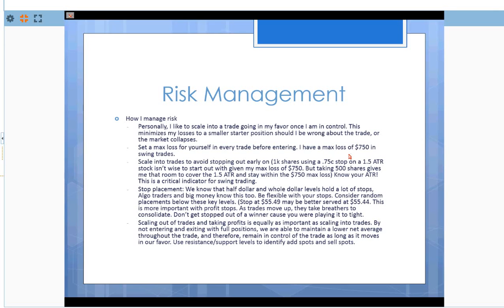So for me personally, when I manage risk, I do like to scale into and out of trades that are going in my favor once I'm in control. The reason I do this is because it minimizes my losses to a smaller starter position if I'm wrong about the trade or the market collapses, or it gives me more room to stay in the trade if I have a lot of conviction in it, and I think that it's just caught up in market volatility for a day or two. By taking a half size, it's going to take twice as long to reach my max risk.